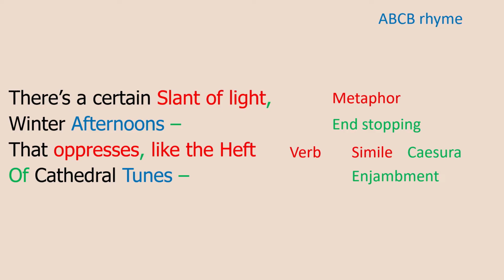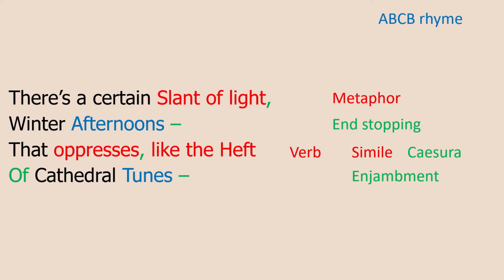I just want to draw your attention to the use of punctuation. So there's commas and there's dashes here. And if they come at the end of the line, we call that end stopping. And I believe Dickinson does this to really slow down the pace of the poem and make you focus on each line. Each line has an image or an idea that she wants you to dwell upon.